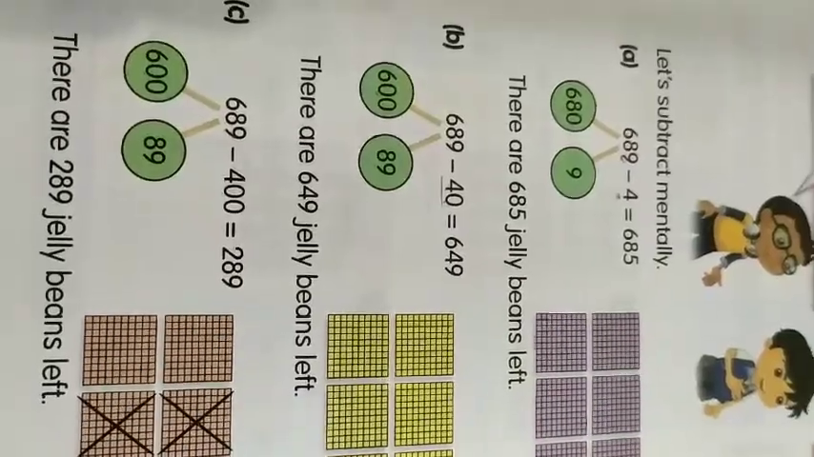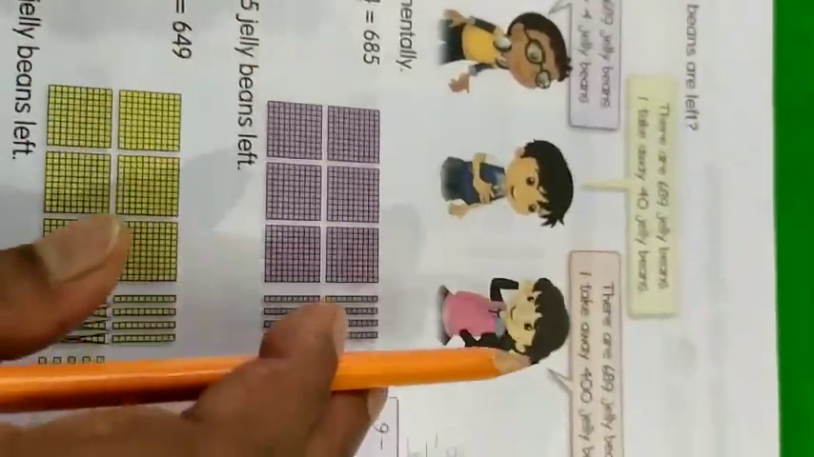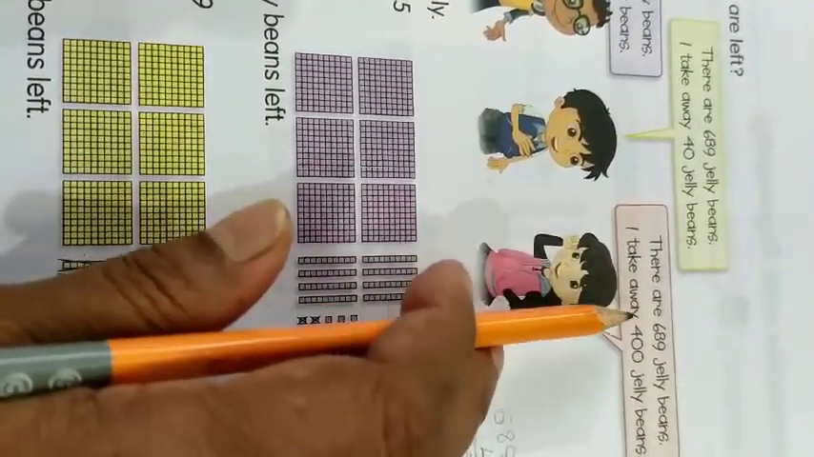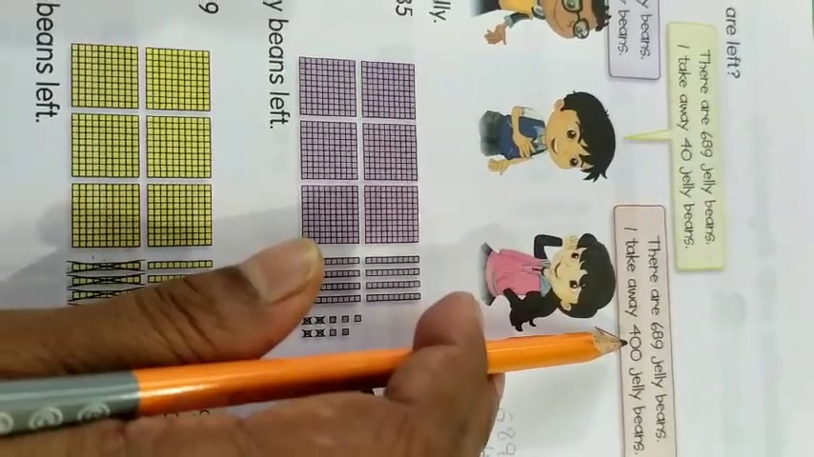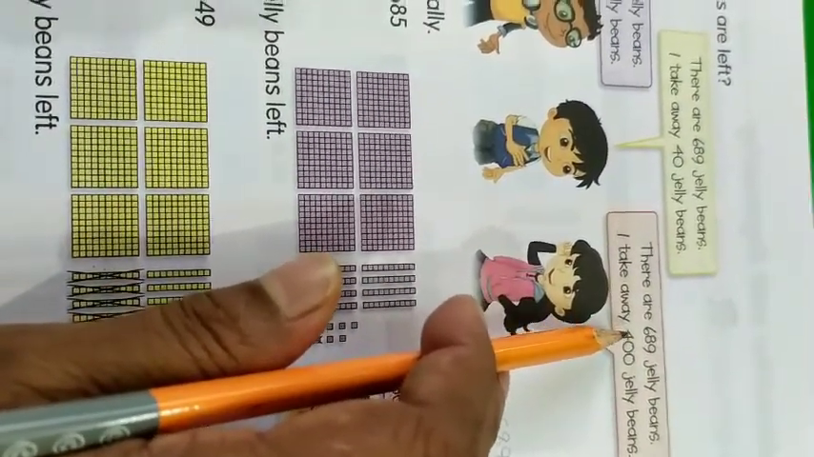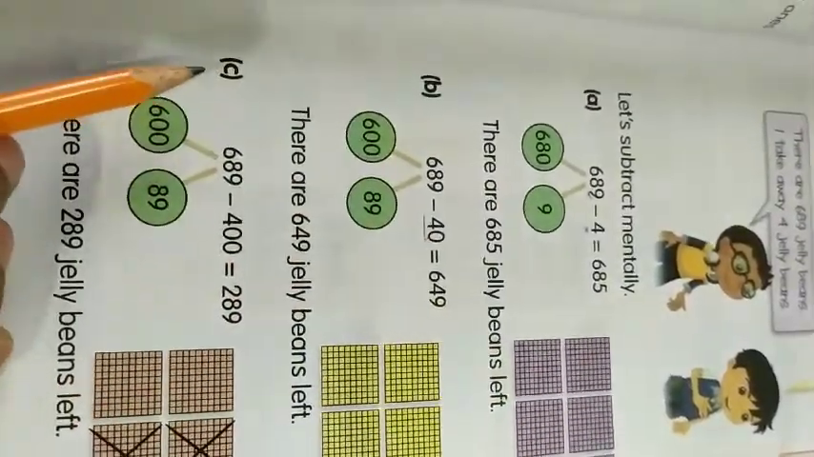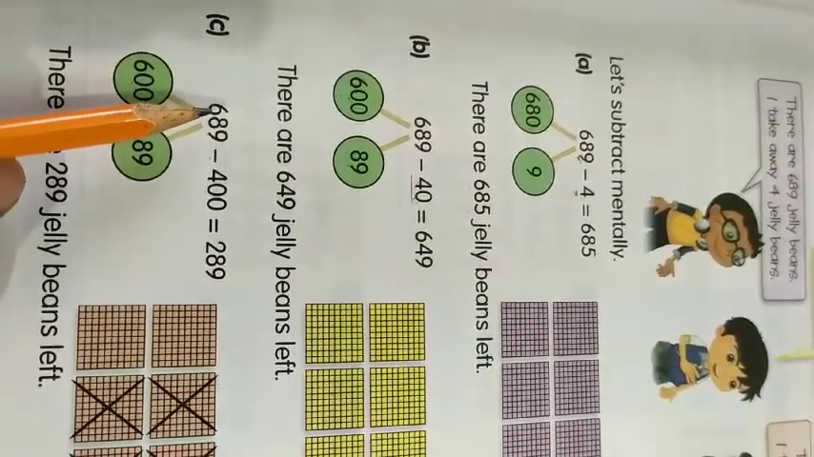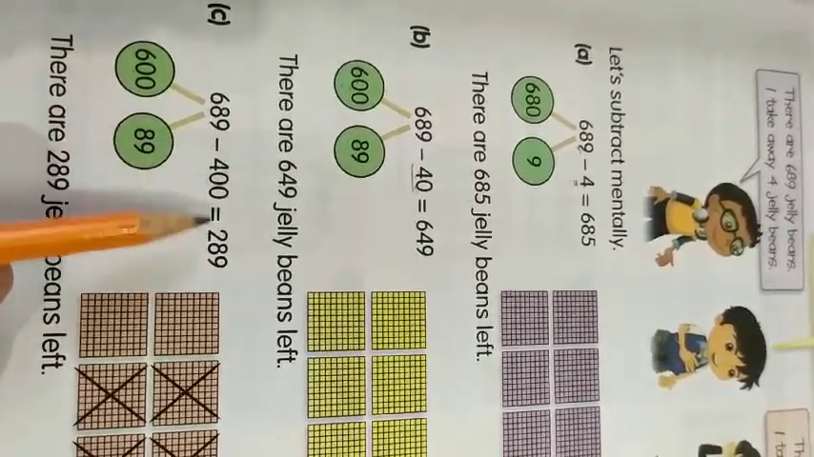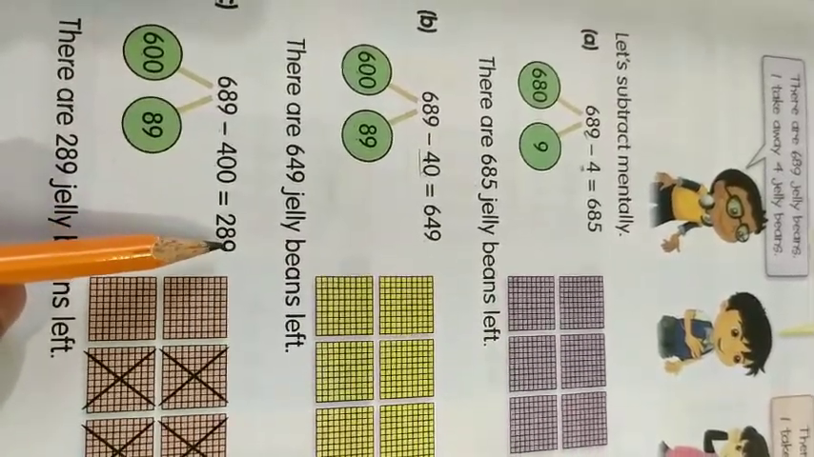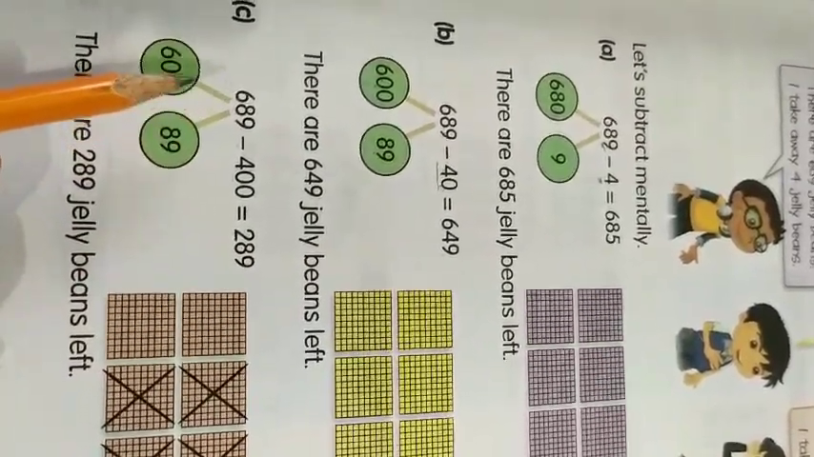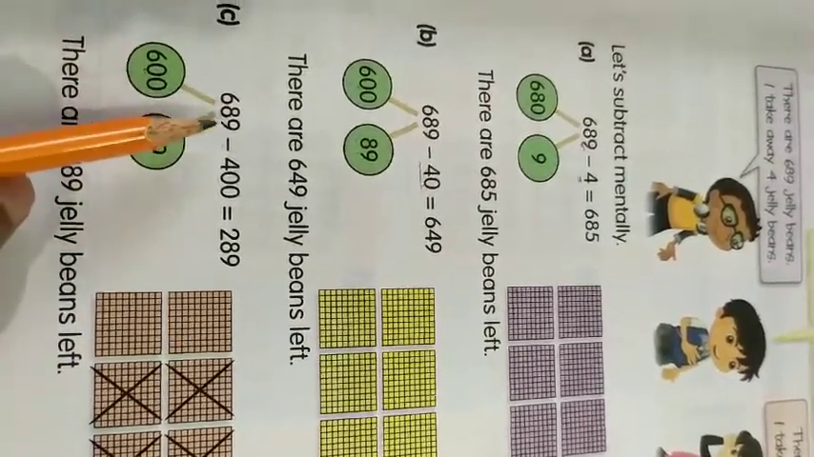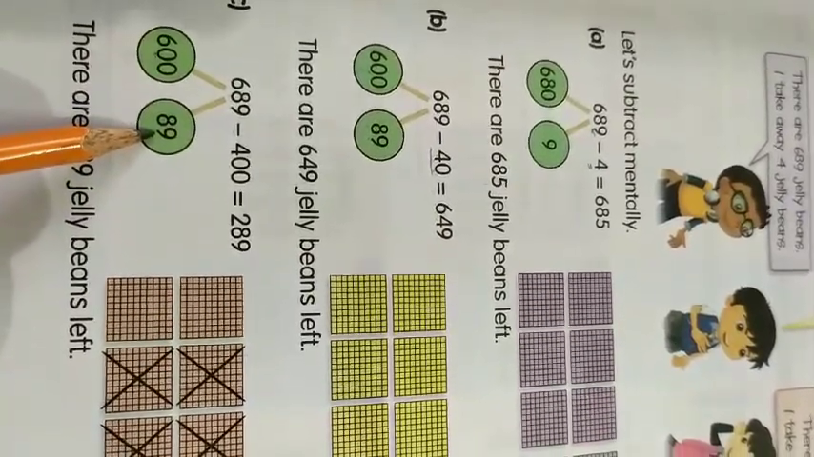So now we shall go with the third one. The third girl, what she says, there are 689 jelly beans and she takes away 400 jelly beans from 689. So we are going to subtract this third one as C. So now we are going to subtract with the hundreds. So 689 minus 400, you get the answer 289. Now how do we do it mentally? So 600, keep it aside, you split it, and 89 you split it.